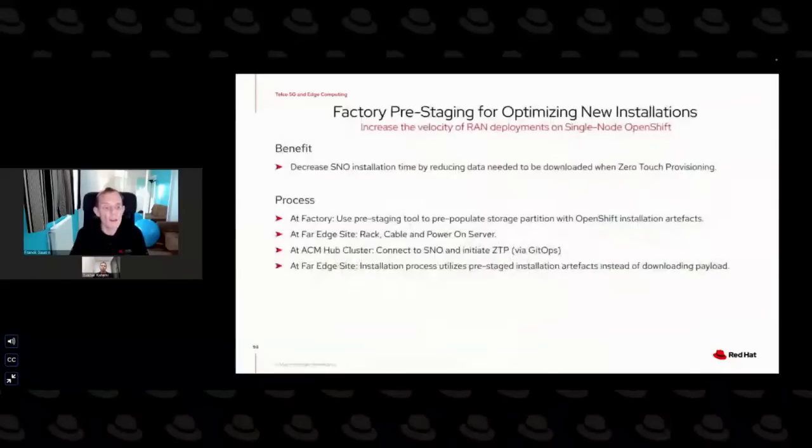So when deploying a 5G RAN network with tens of thousands of sites, every installation needs to be as fast as possible. And at the edge location, downloading OpenShift installation artifacts can take pretty long. This new feature drastically reduces the installation time by pre-downloading the installation artifacts at the factory, so the technician at the far edge site can rack, cable, and power the server. Then the ACM hub cluster running in a central data center connects to the single node OpenShift and triggers the installation that uses the pre-staged artifacts instead of downloading them, making the whole procedure very fast. Thanks. Back to you, Tusha.